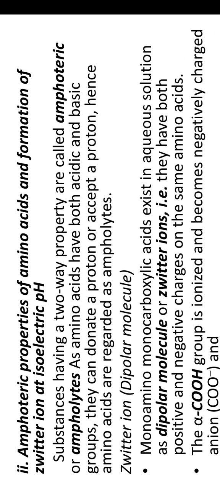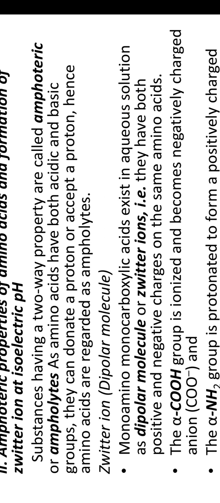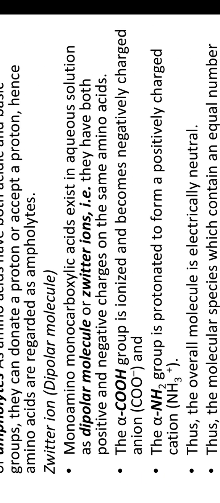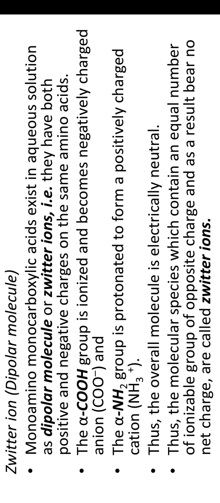Next, zwitterion. Monoamino monocarboxylic acid, that means the neutral amino acid, exists in aqueous solution as a dipolar molecule or zwitterion, which means it has both a positive and a negative charge on the same amino acid. The alpha carboxylic group is ionized and becomes a negatively charged anion, and the amino group is protonated, which means the proton is accepted to form a positively charged cation. Thus, the overall molecule is electrically neutral.